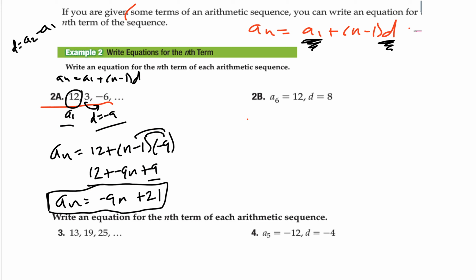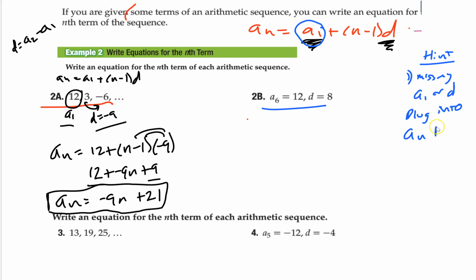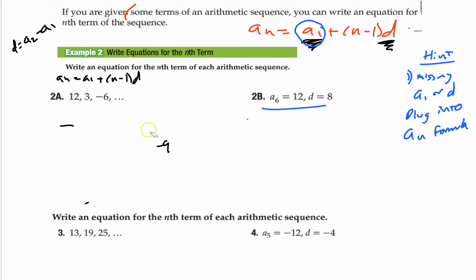How about a harder one? Like this. Now remember, this is my formula. Notice what's missing? A1. So here's a hint. Anytime you're missing A1 or common difference d, plug it into the basic an formula. So let me show you what I'm talking about here. First, let me erase this because I need a little space. So let's erase. Look at that. Movie magic. So what I mean by that is, let's plug what we have into this formula here.